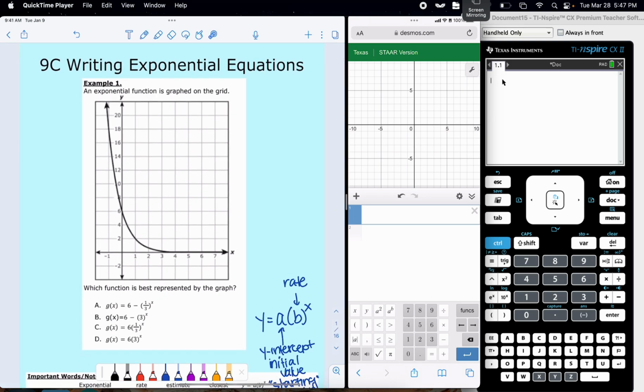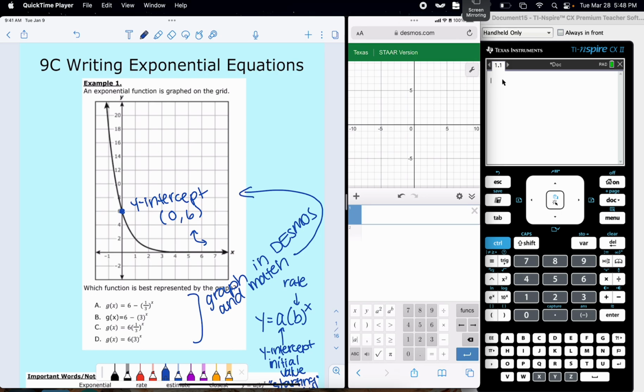We have an exponential function graphed on the grid. Which function is best represented by the graph? So we have a graph. Our most important thing is to find something that we know is good, something that we can check with. So we know that our y-intercept is (0, 6). And we also know that our graph is going down like this. We want a picture like this, okay? So let's go ahead and graph these in Desmos and match to this picture.